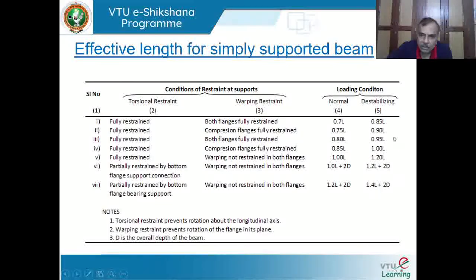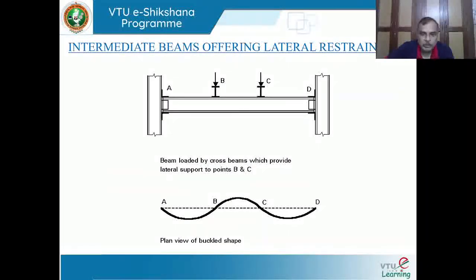But kindly look into the other values. It starts from something like 0.7 and goes up to something like 1.2 to 2.0. Understanding many of these things requires a lot of time, and maybe an introduction to the advanced design of steel structures is very much needed. Only then will you be able to appreciate more in this direction of laterally unsupported beam behavior.